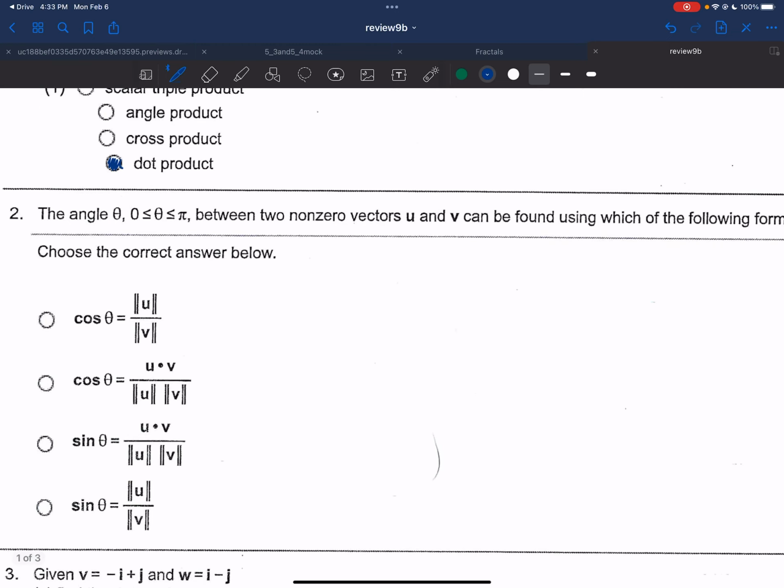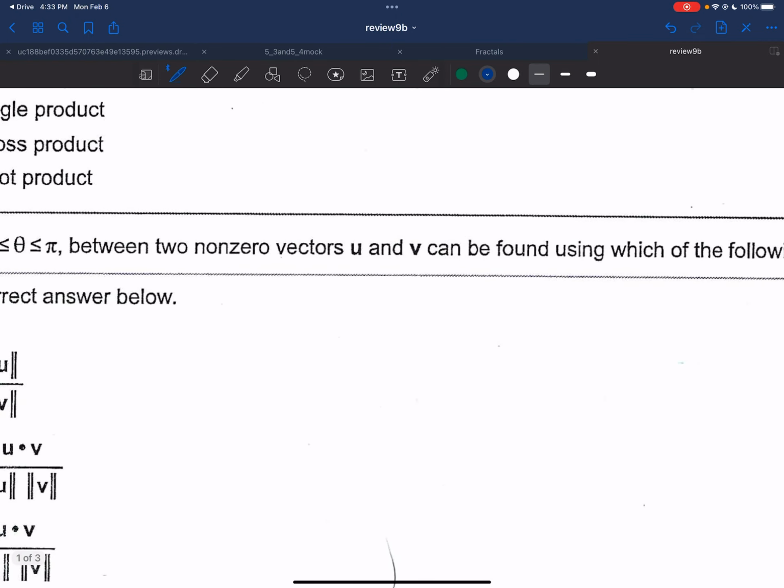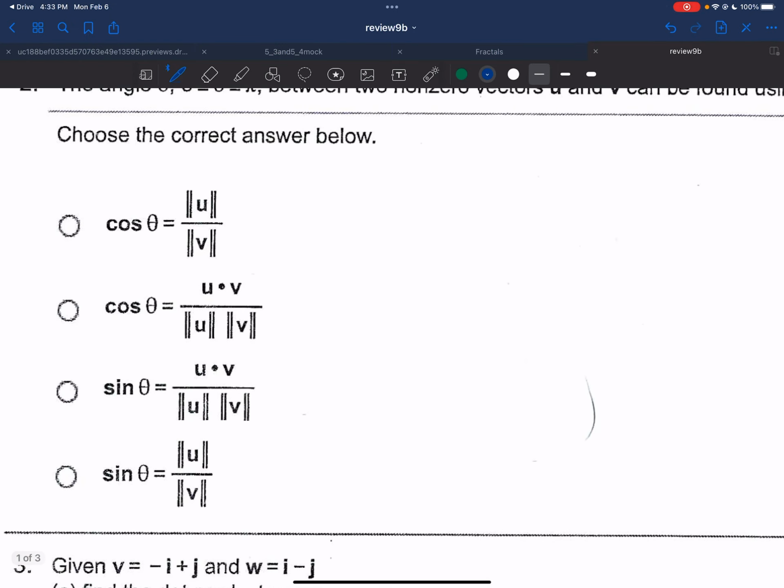The angle theta is between 0 and pi between two non-zero vectors u and v, can be found using which of the following formulas. So this is just making sure you know how to use the formula. We know it's cosine, so it can't be either of these. And we know we have to have the dot product in there, so it's not this one either. So we've got cosine theta equals u dot v over the magnitude of u, magnitude of v. Now, just as a reminder, that theta would be the inverse cosine of all that, u dot v and then the magnitudes of u and v.